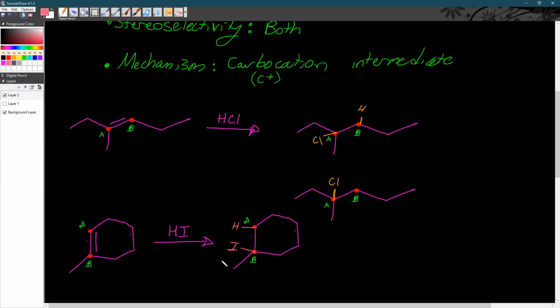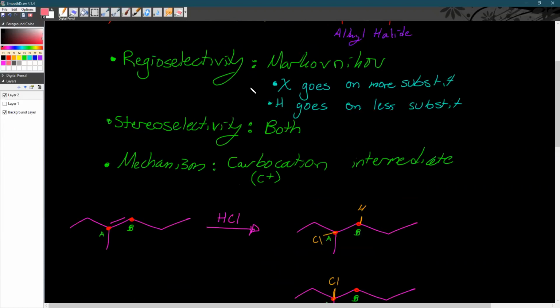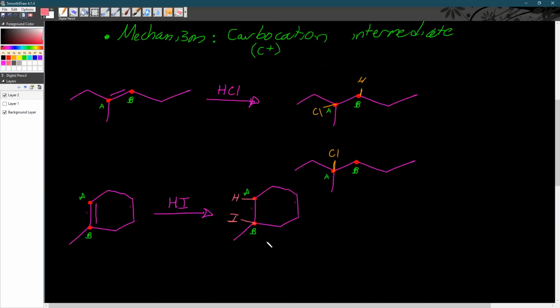No, just make sure it's connected to the right carbon. Does it matter if I draw the hydrogen or not? No, it does not. So don't get confused. And you can see how straightforward these reactions are. Once you understand the regioselectivity and the stereoselectivity, it really boils down these reactions.